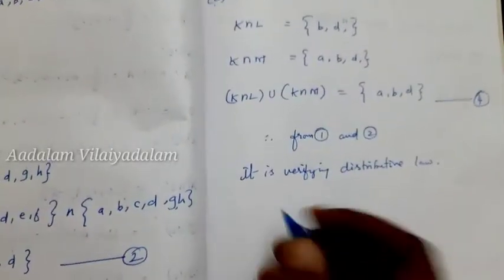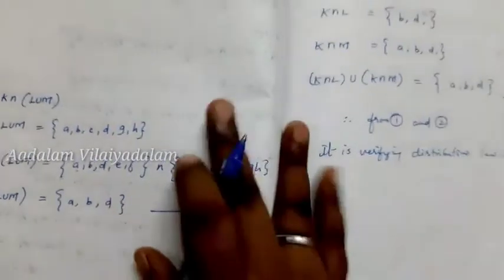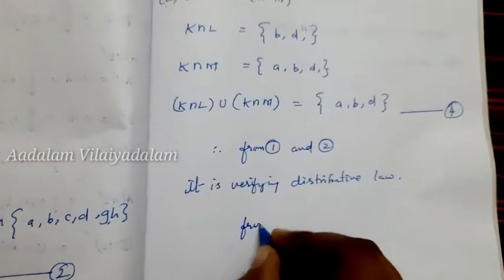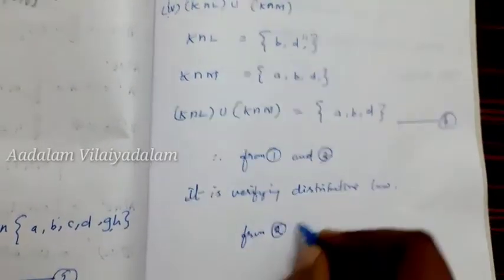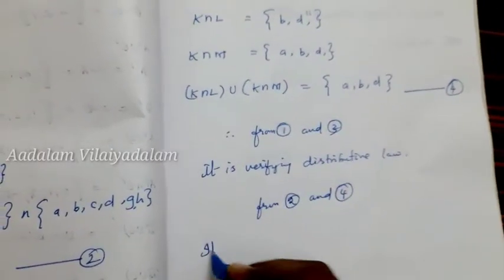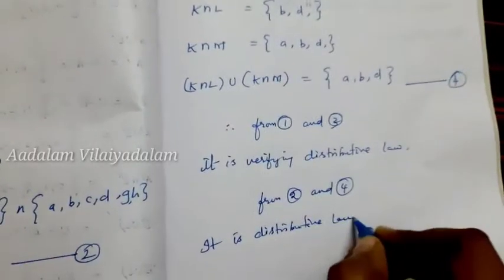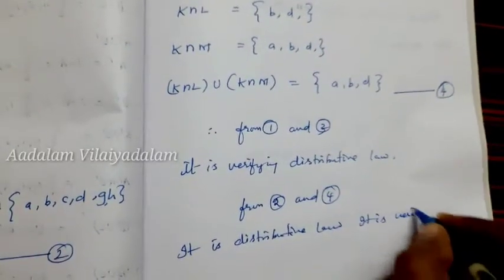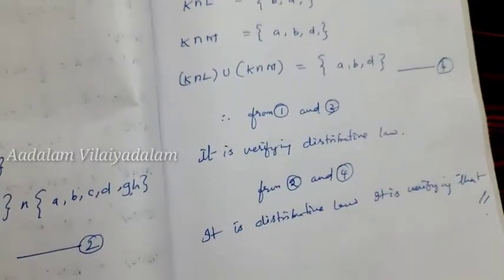The same way we could write that, compare the equation for A, B, D and compare the equation for A, B, D. So again we could write from 1 and 3. Okay, here from 1, 2 and 4 it is distributive law. We could finish that it is verifying the distributive law. With this, we can finish the sum.